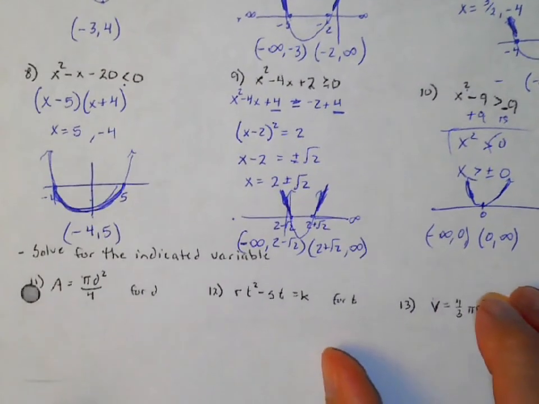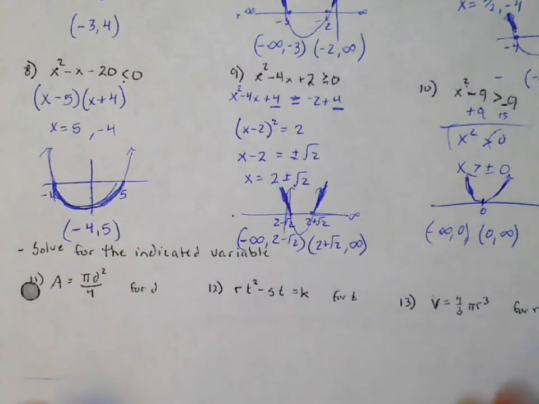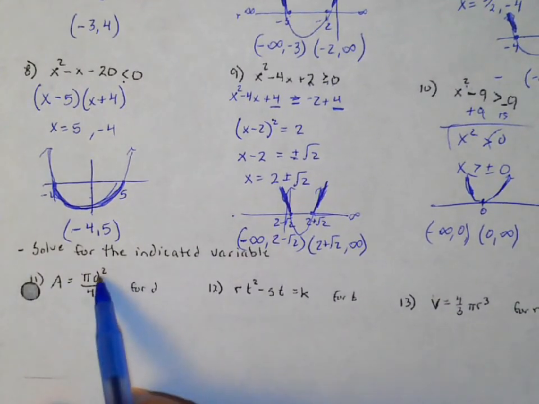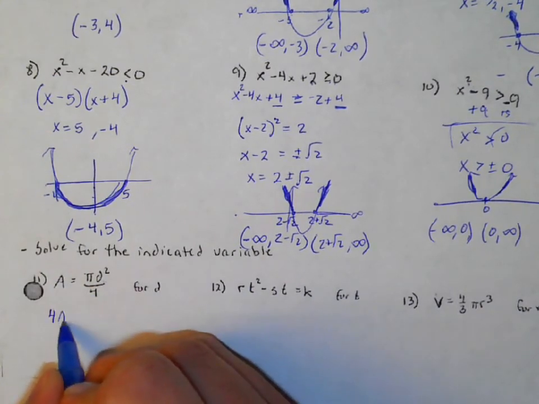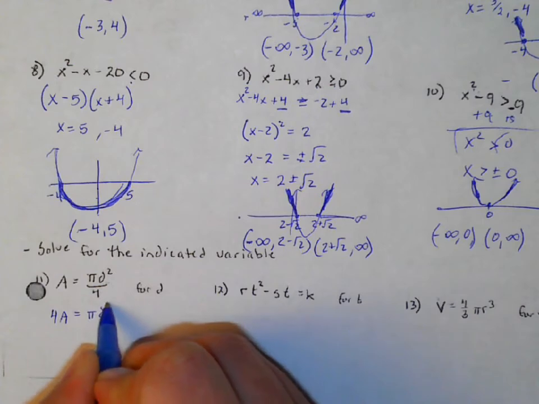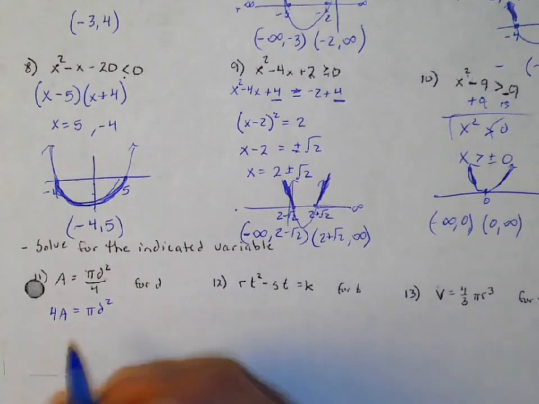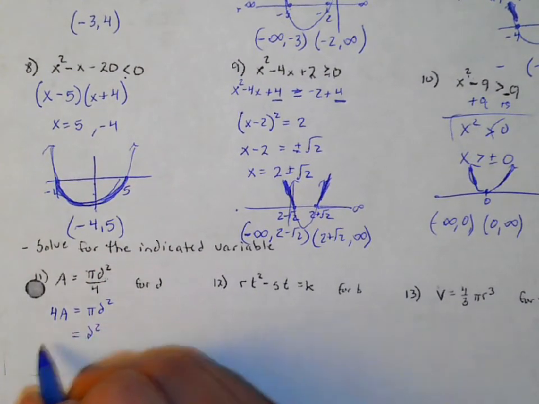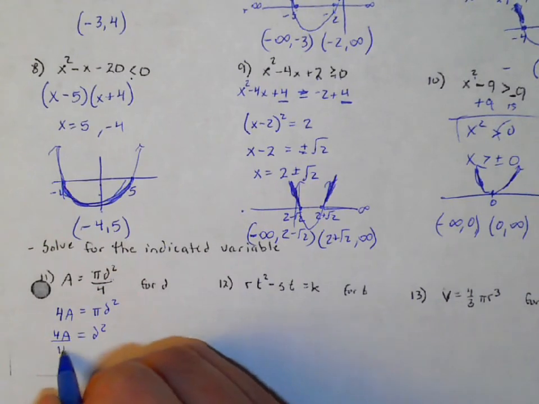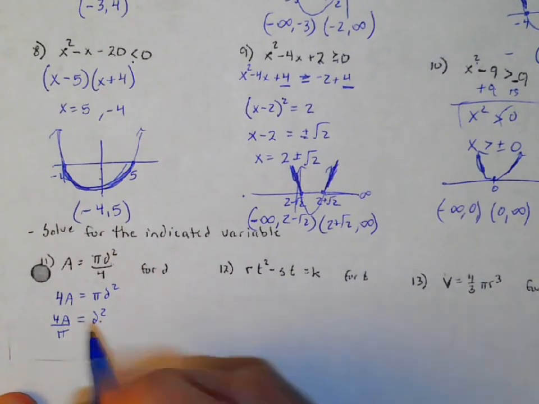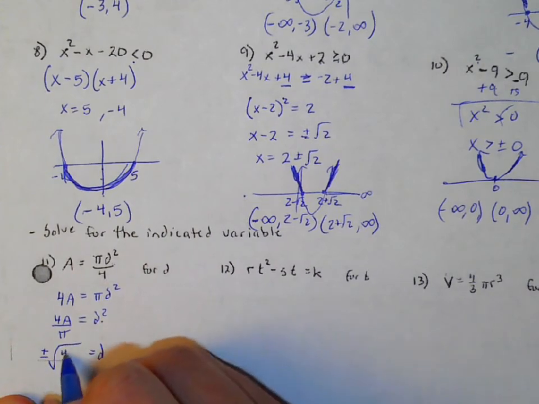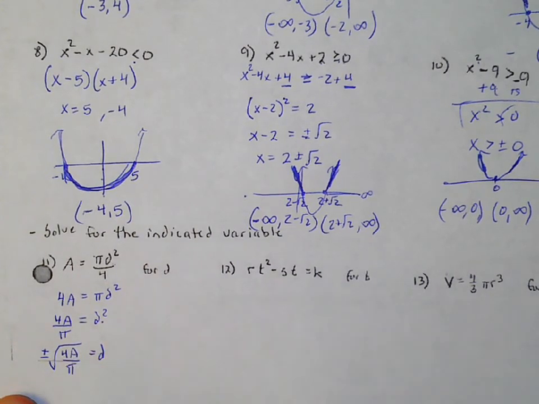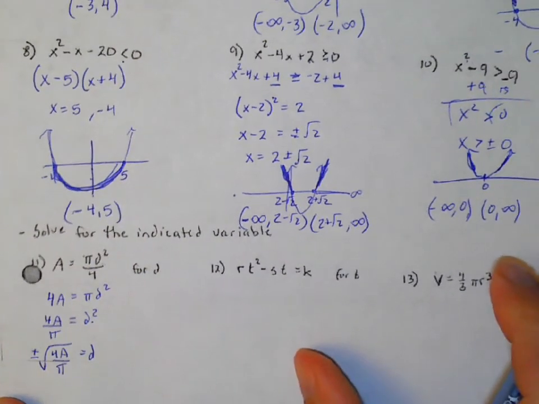I'll throw these in here too. Say we want to solve for d. Okay, notice it's squared here, right? So let's solve for d. So we can multiply both sides by 4. We can divide the pi over. And then we can take the square root. Okay, so we can solve for those things too.